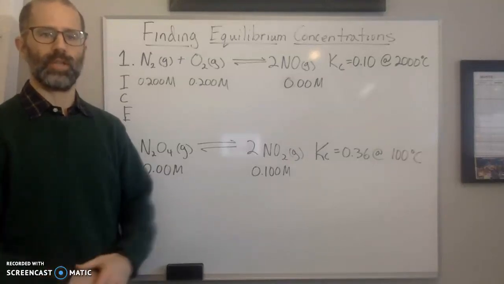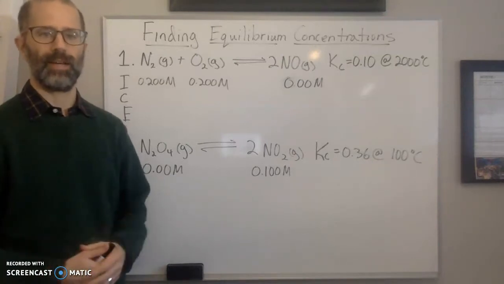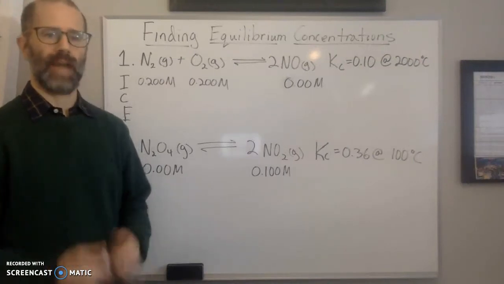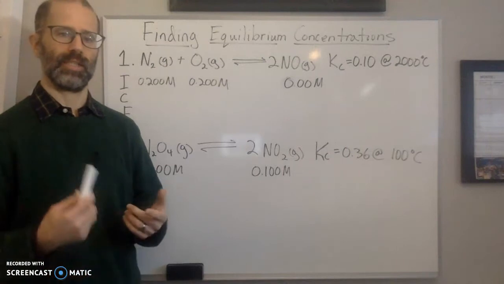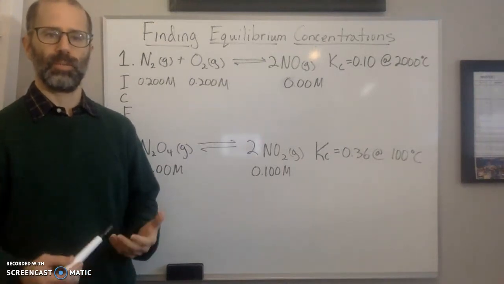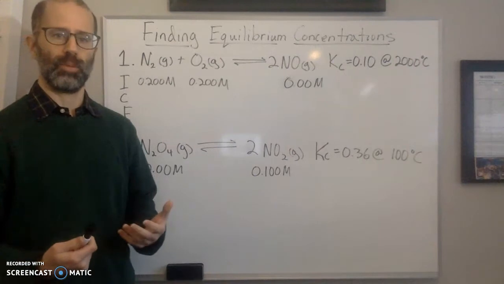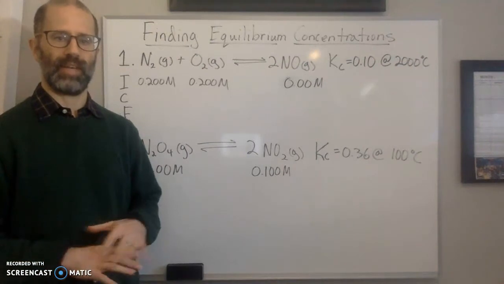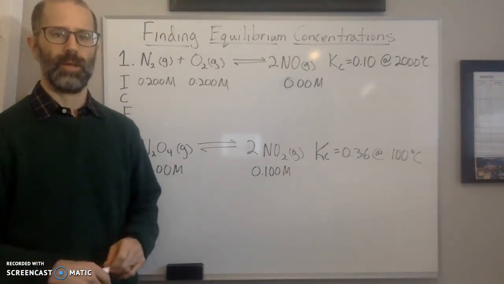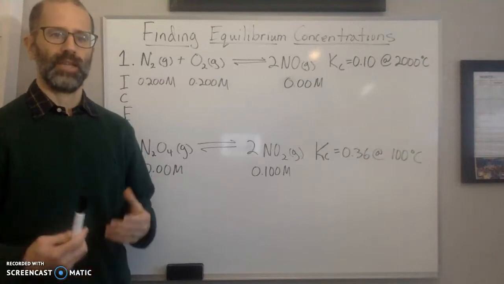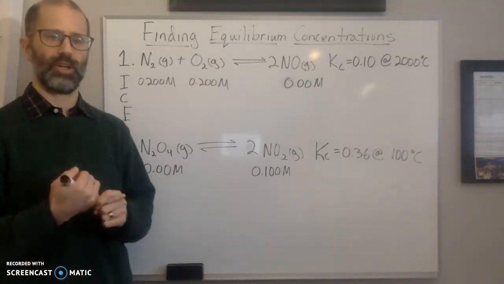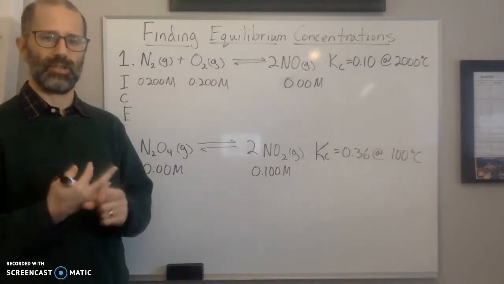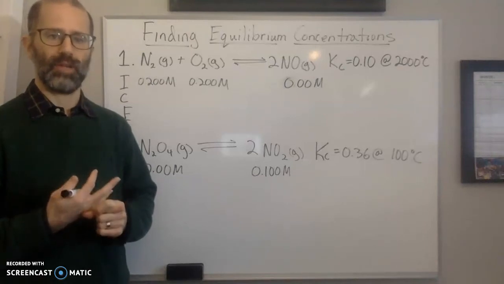My name is Mr. Cobalt, and in this video I'm going to be going over finding equilibrium concentrations again, but this time, how do you do that if all you're given is the equilibrium constant and the initial concentrations? You're not given any equilibrium concentrations or anything else. So how would you figure it out this way? In this sort of problem, how do you solve it?